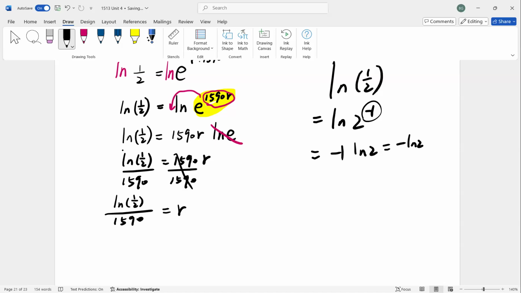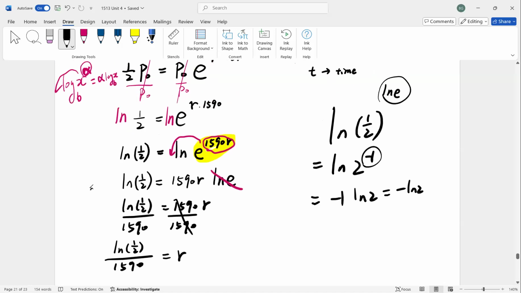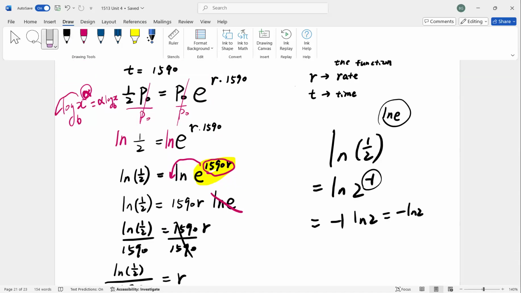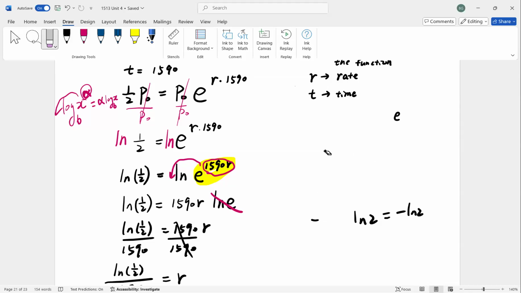I'm not going to use the calculator to figure out the value of r, because ln half is very likely an irrational number, so we're going to have to round the decimal. I don't want to do that. I want to keep the value of r exactly what it is. So I'm going to keep r as ln half over 1590. Okay, so we have the r found. Not done yet, guys. This is a long process.